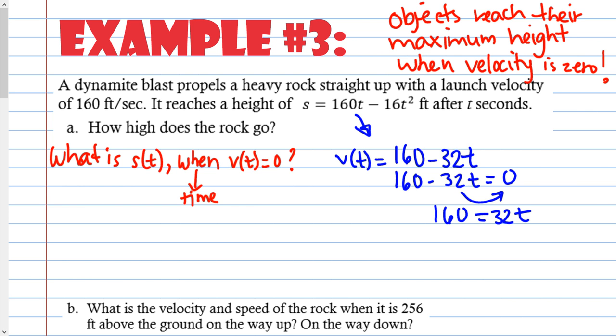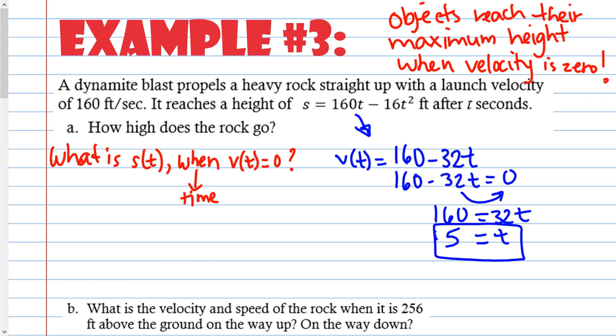And so now we'll just use algebra. So divide both sides by 32 and we get 5. Okay, so t equals 5. This is seconds, but I have my t. So now that I have the time at which the velocity is 0, my job is to find the position.